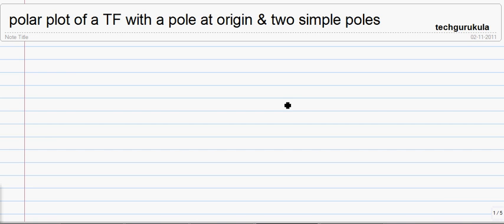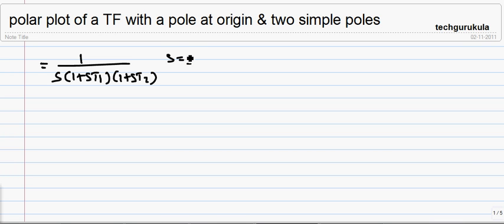In this video, we're going to see the polar plot of a transfer function with a pole at origin and two simple poles. If you look at the transfer function of such a system, it will be 1 over s times (1 plus sT1) times (1 plus sT2). Okay. For polar plots, we substitute s equals j omega. So let's substitute j omega in place of s.